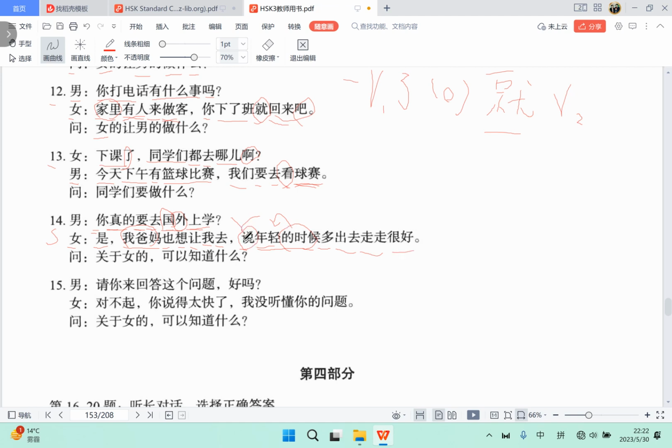So this sentence says it's very good to go outside and travel when you are young. So the question is 关于女的可以知道什么, about the lady, what can we know? 我们可以知道什么, but in very formal situations we just omit the subject, but everyone knows what it means.